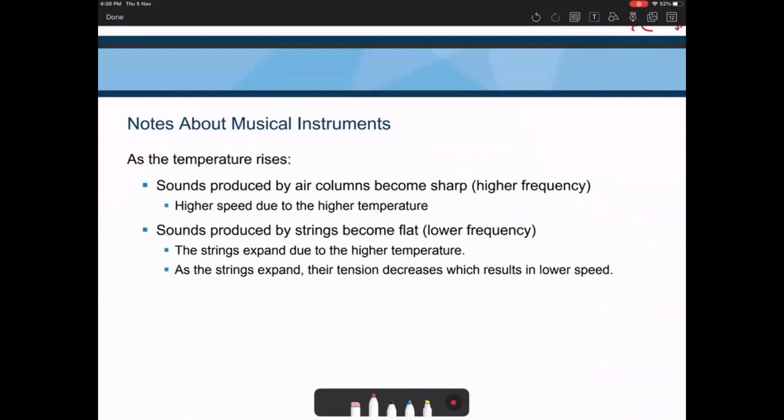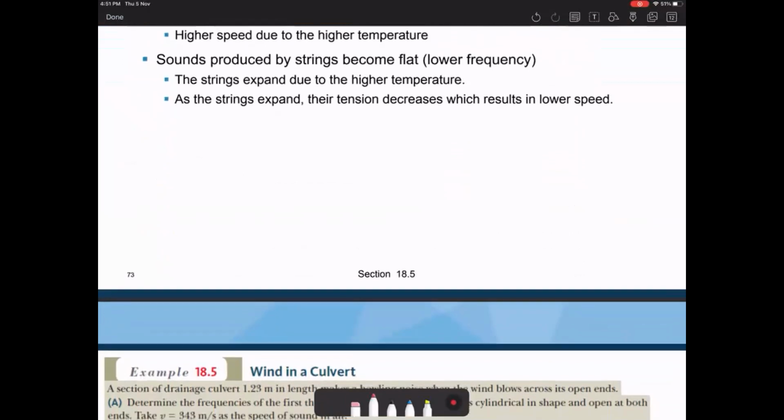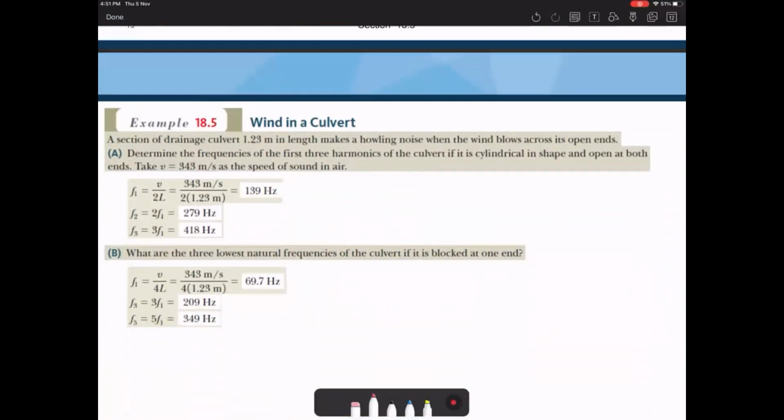But for the sound wave produced by the strings, the mechanism will be slightly different. When the string is increased in length, the tension decreases and it would result in a lower speed. So that is a slightly different scenario.